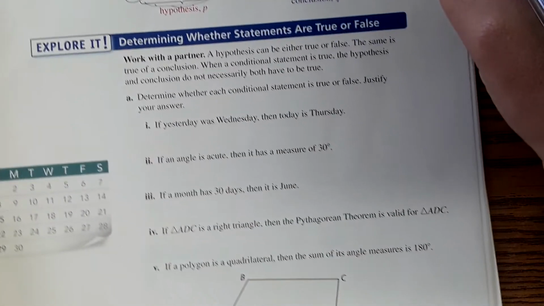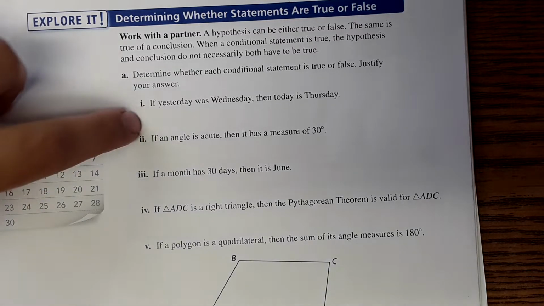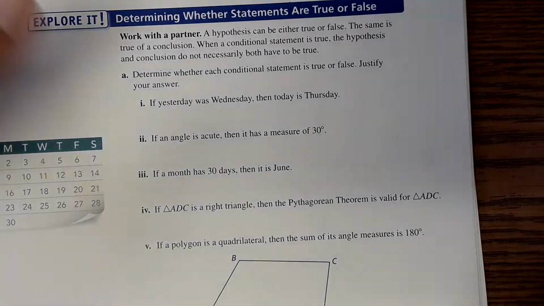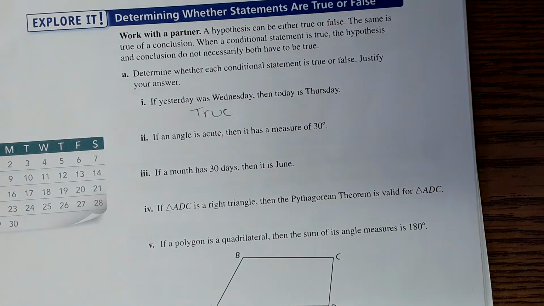I had you go through these for bell work and determine if they are true or false. Conditional statements don't have to be true or false. It's more about the format. So for the first one, if yesterday was Wednesday, then today is Thursday. That is true because Thursday always comes after Wednesday.